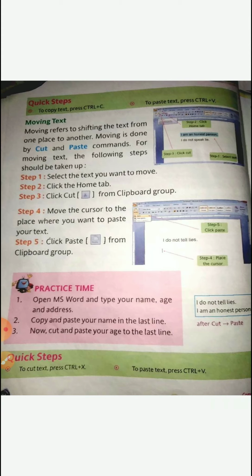Step 1, select the text you want to move. You have to select the text. Step 2, click the Home tab. Again, you have to go on Home tab. Step 3, click cut from the clipboard group.